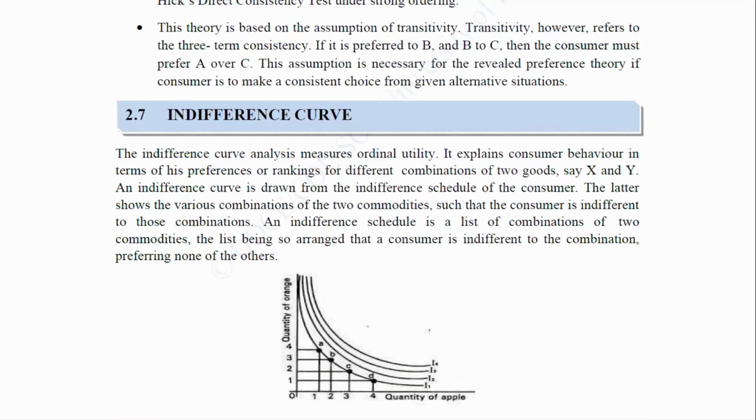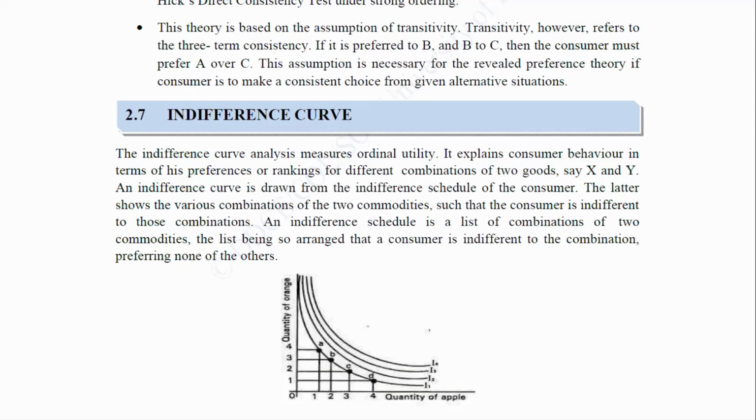2.7 Indifference curve. The indifference curve analysis measures ordinal utility. It explains consumer behavior in terms of his preferences or rankings for different combinations of two goods, say X and Y. An indifference curve is drawn from the indifference schedule of the consumer. The latter shows the various combinations of the two commodities such that the consumer is indifferent to those combinations.